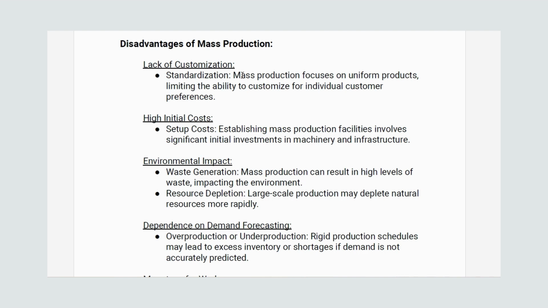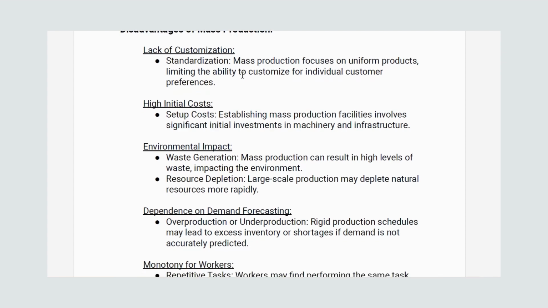And environmental impact. When we do the production in a large quantity, what happens? Yes, it results in a high level of waste impacting the environment. So large scale production may also deplete the natural resources more rapidly.